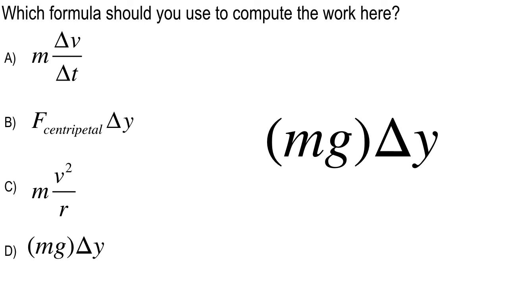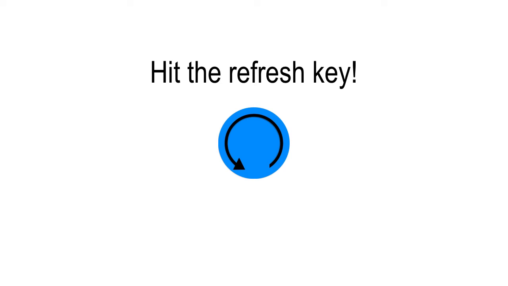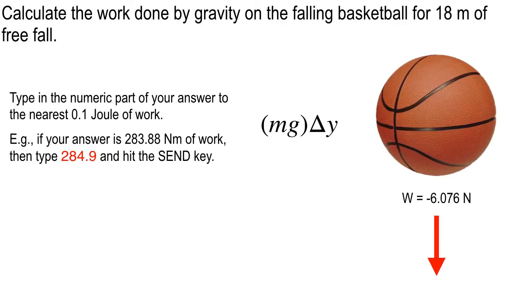All right, now, let me close this window. Hit the refresh key. Now we're going to calculate the work done. You're going to type in a number, to the nearest tenth of a newton meter, nearest tenth of a joule, for this basketball. And you've already got the specs for it. The mass is 0.62, the weight force negative 6.076 newtons. And now you just have to calculate mg delta y.